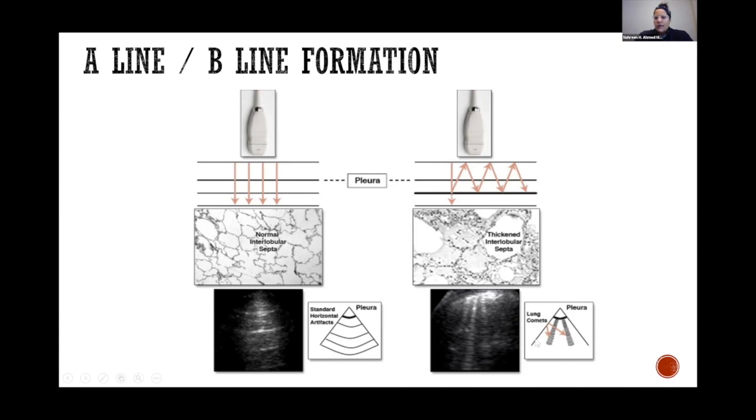Versus with B lines, which is something that you see with some kind of pathology, you're seeing here in this picture of the actual histopathology of the lung, thickened interlobular septa. And remember again, those sound waves have to interact with something, and that something in the body has to have some amount of density to be able to absorb some sound waves and reflect back others. So those thickened interlobular septa are absorbing some sound waves, reflecting some back, and you're seeing these vertical lines, which are called B lines or lung comets.